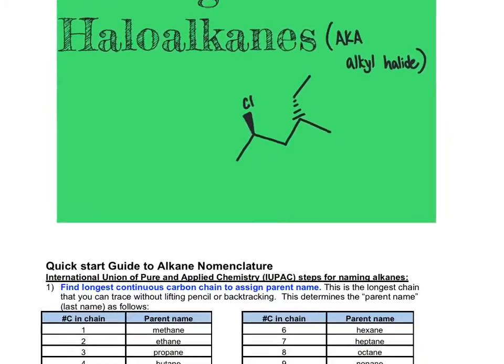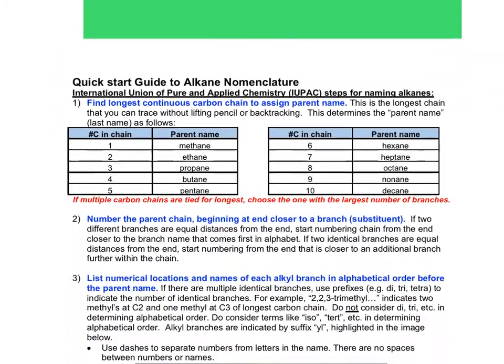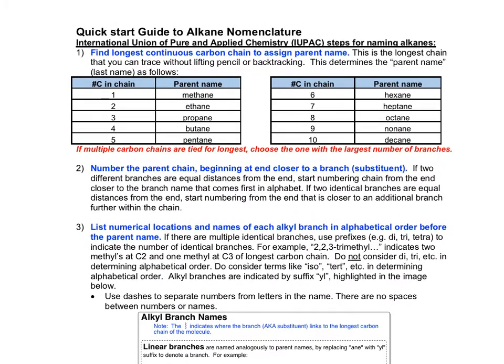Thinking of going back to that review of naming alkanes, we had the quick start guide to alkane nomenclature, and we're going to use that as our starting point here for naming haloalkanes, because all of the guidelines here are the same as for naming alkanes, except that rather than having just alkyl branches coming off of the chain, we will also have halogen branches coming off of the chain. So chlorine, fluorine, bromine, or iodine branching off.